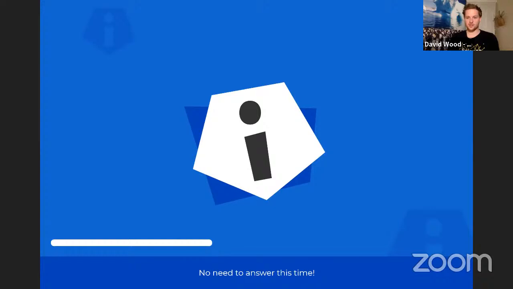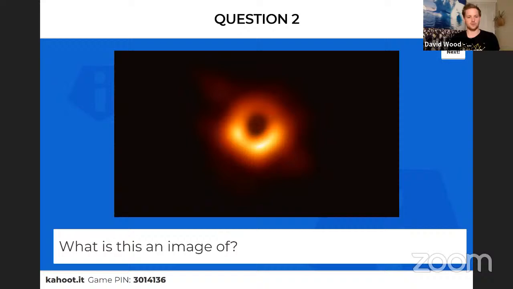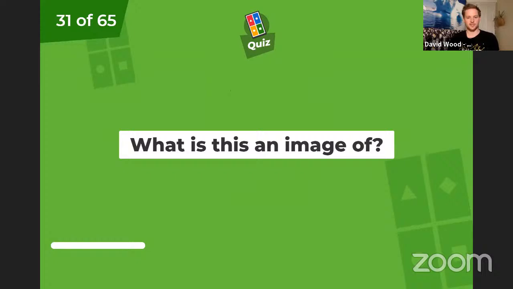Next picture question, question two of this round. What is this an image of? Obviously, this was international news, one of the biggest news stories of the year when it came out. What is that an image of? Take a good look at it when it comes back.